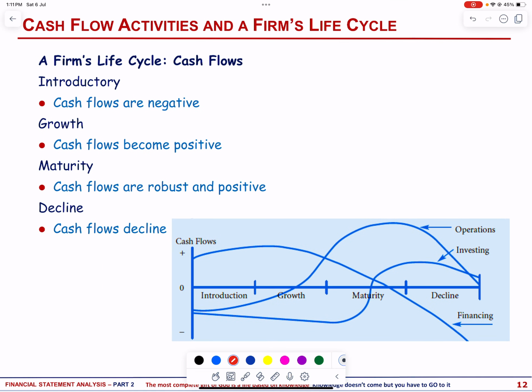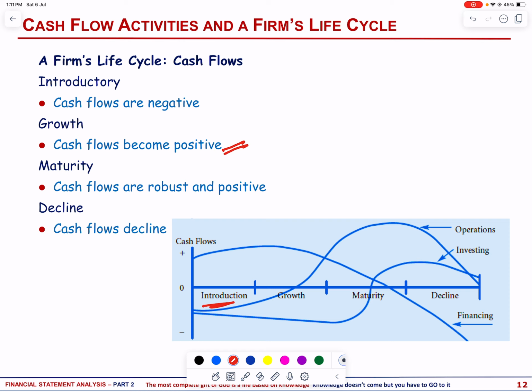Now, during the introduction stage, cash flows are negative due to heavy investments in research, development, and market strategy. Financing activities provide the necessary funds for operations and investments. During the growth phase, cash flows become positive as sales rapidly increase. The firm starts to generate profits, although operational cash flows may lag due to investments in working capital and inventory. External financing supports continuing growth.